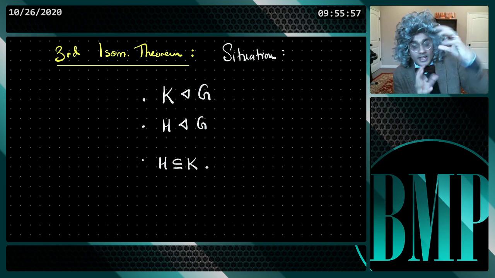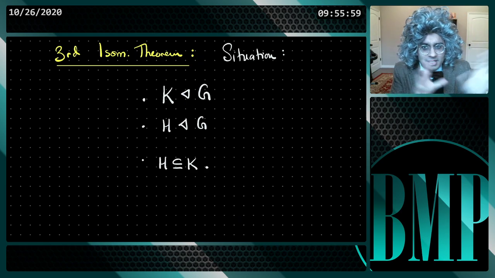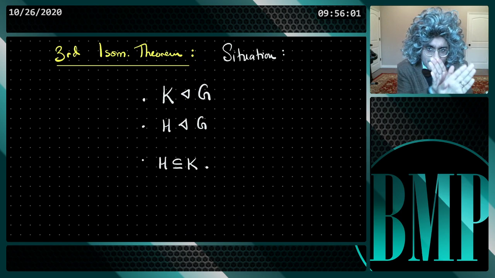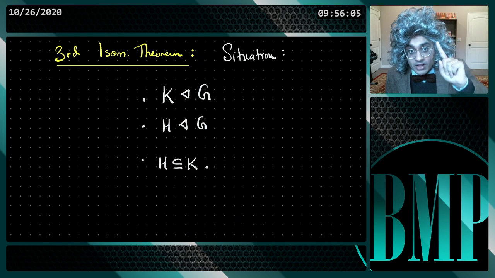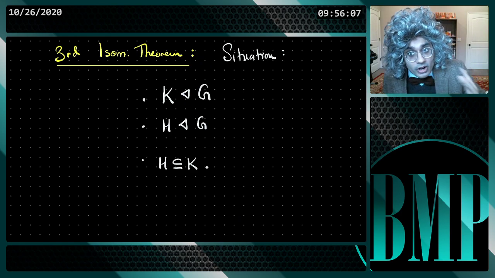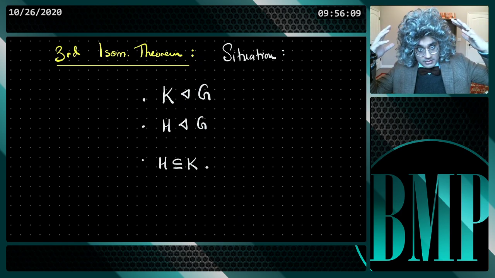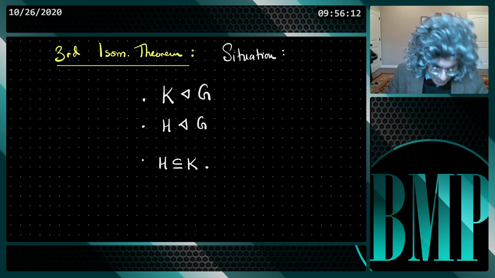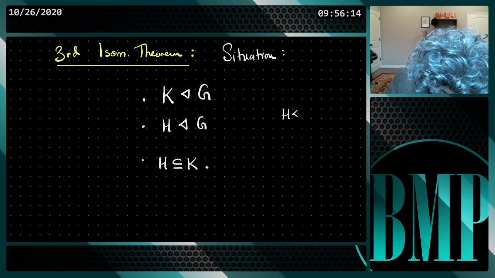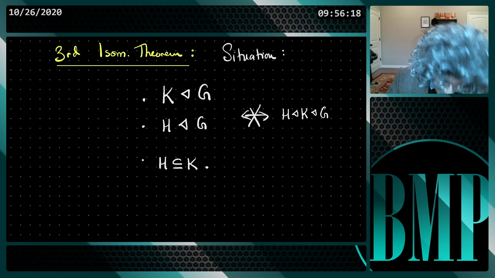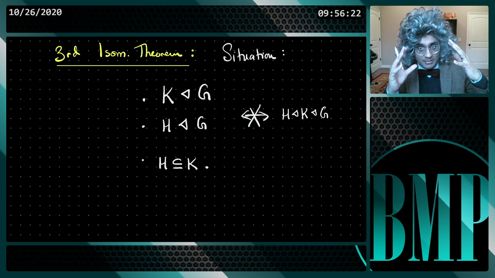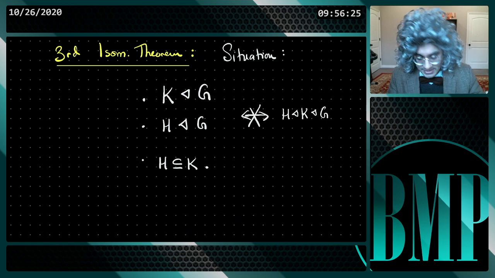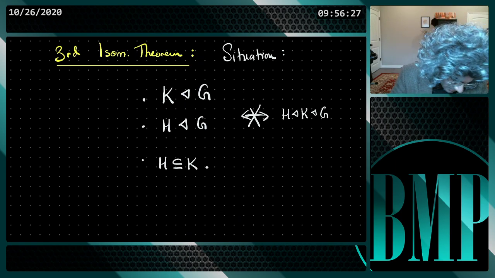All right, so now in the last one, there was no assumption on how H and K were overlapping or anything. Now we've got a nested sequence. Pay attention. Both are normal in the big group. I'm not saying this. These are not the same statement. Both are normal in the ambient group, and one is contained in the other. Okay, this is a warning.